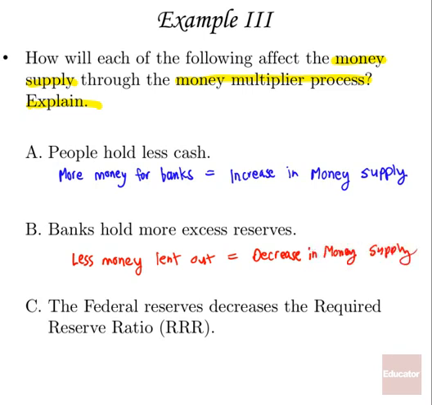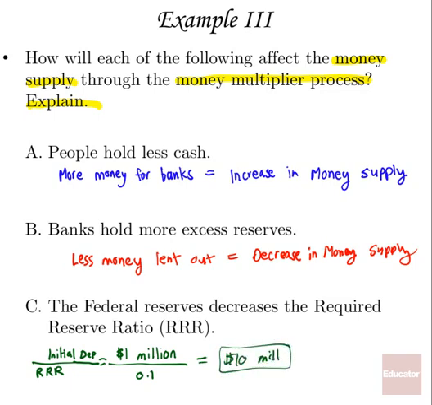Okay. And finally, what happens if the Federal Reserve decreases the required reserve ratio? So let's say it used to be 10%, and say they drop it down to 1%. Well, if that were the case, let's say a $1 million deposit. In theory, the money multiplier is 1 divided by the RRR, so the initial deposit times the money multiplier, which is 1 over RRR. 1 million divided by 0.1 equals 10 million. So $10 million created.